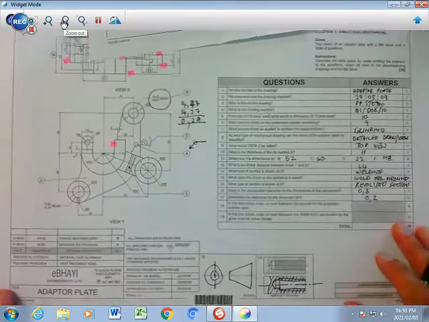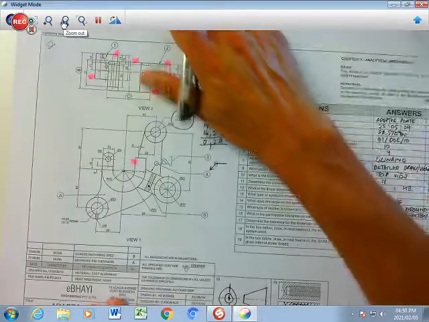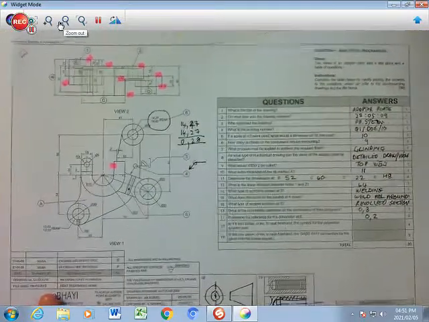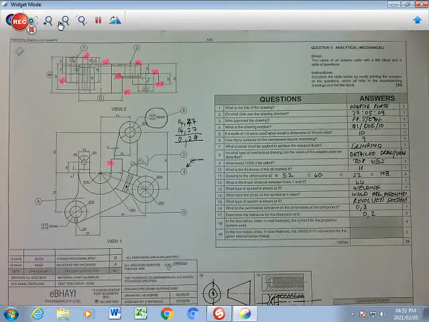analytical mechanical drawing. And I hope that you guys have learned a lot from how the questions are structured and to be able to attain some information and knowledge. I hope you enjoy it.